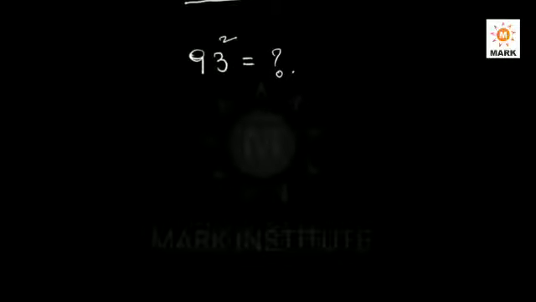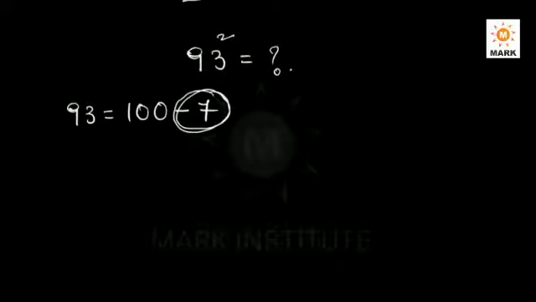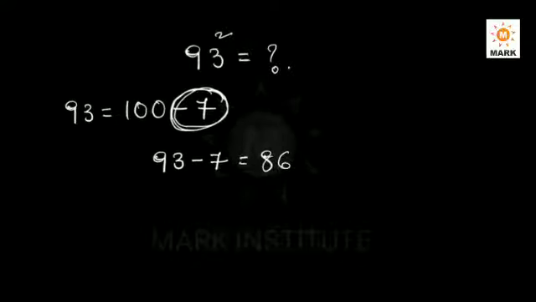Since 93 is 7 less than 100, I am writing 100 minus 7 here. 93 is nothing but 100 minus 7. So this minus 7 plays a very crucial role. The very first thing that you have to do is take 93. Since 93 is 7 less than 100, subtract 7 from 93. What is 93 minus 7? 93 minus 7 is 86.